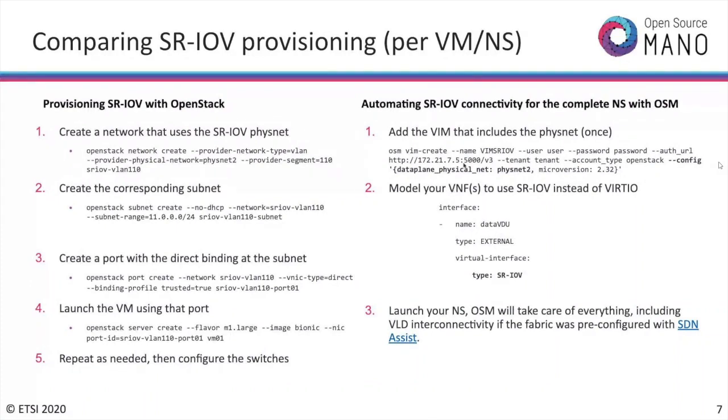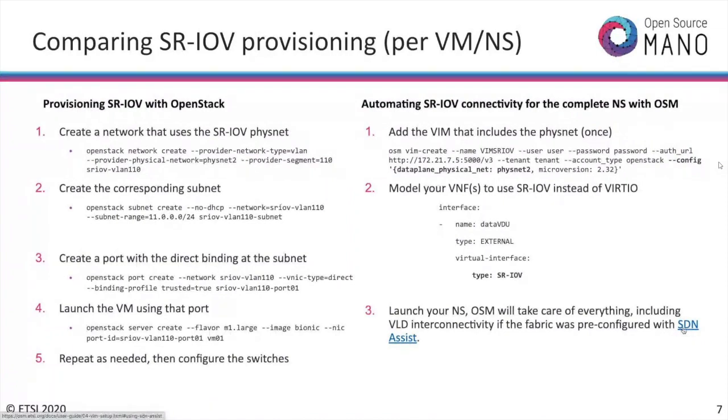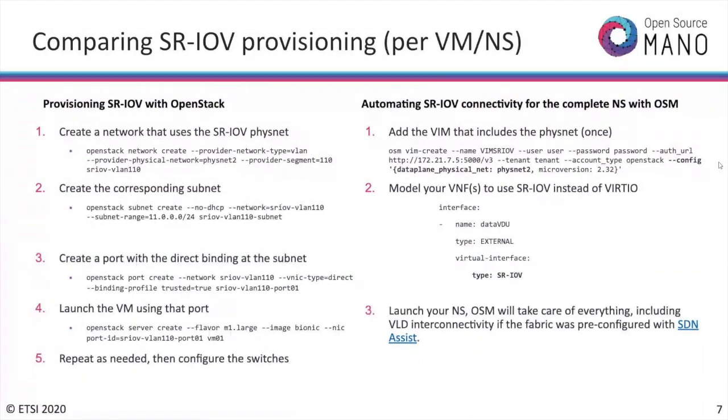with the performance that you need, with the EPA settings that you need, and OSM will take care of everything. Even further, it can go and configure the physical fabric, I mean the physical switches that are located outside of your servers. But for that, we have a dedicated session where you will see which technique is used. It's a feature called SDN Assist, where OSM uses an SDN controller to configure the physical switches, the underlay network.